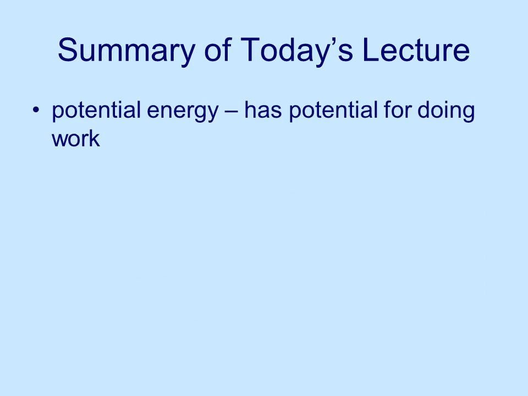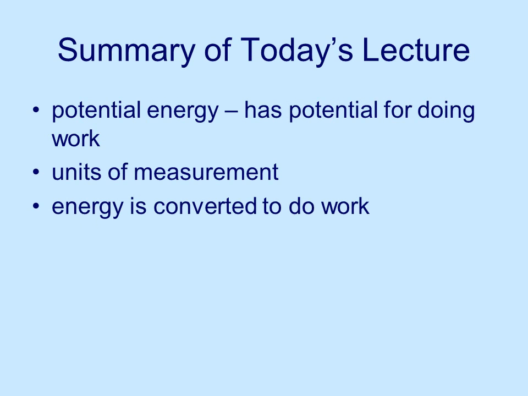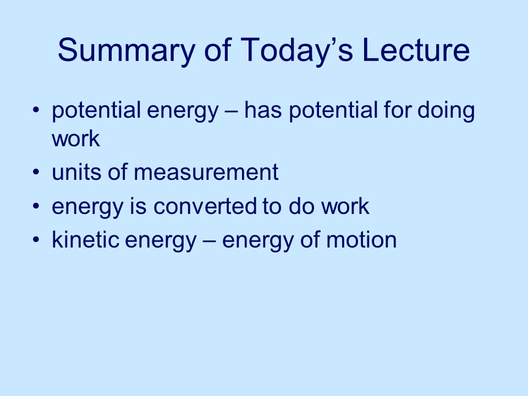Now, what we've talked about: we've defined potential energy, which has the potential for doing work but is not actually doing work, but it's ready to go. We talked about the units of measurement, and we're going to be seeing this over and over again, the metric system and the British or the English system. We discussed that energy is converted in order to do work. It's converted from potential energy to kinetic energy. Kinetic energy is the energy of motion. Things have to move in order for work to be done. And there we go.